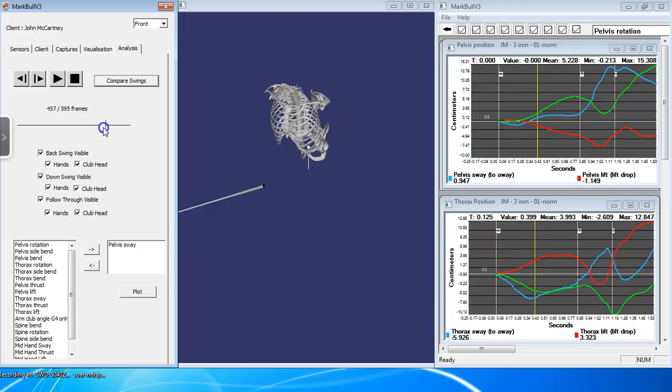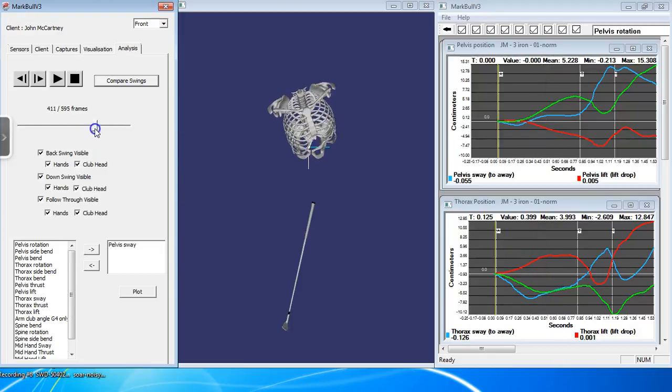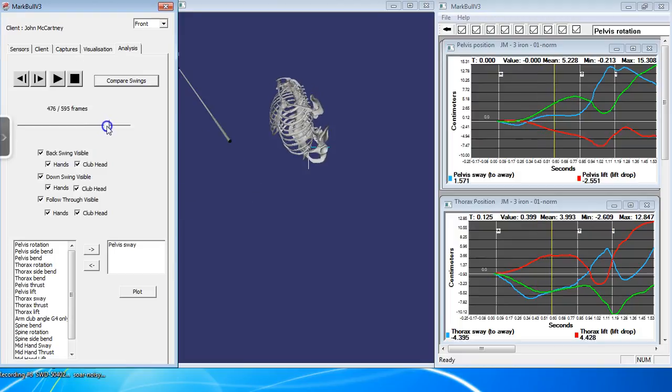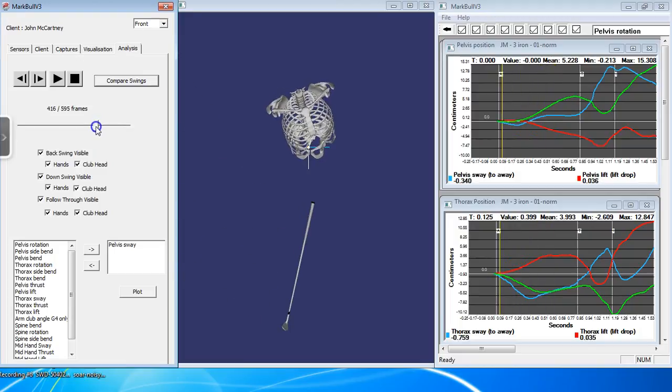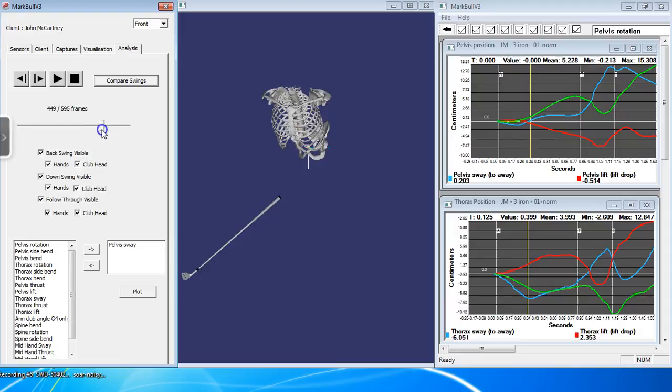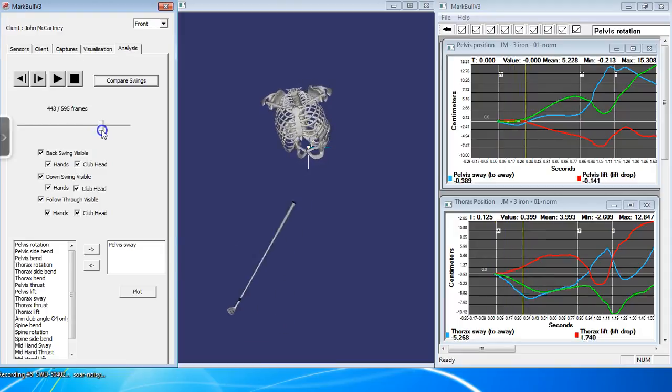Initially, you can see it moves a little bit away first and then goes towards the target. Now the thing on the bottom that I want to show you is the thorax sway, which is just the chest. On the bottom, what we see is the thorax really moves away from the ball as I take the club away.